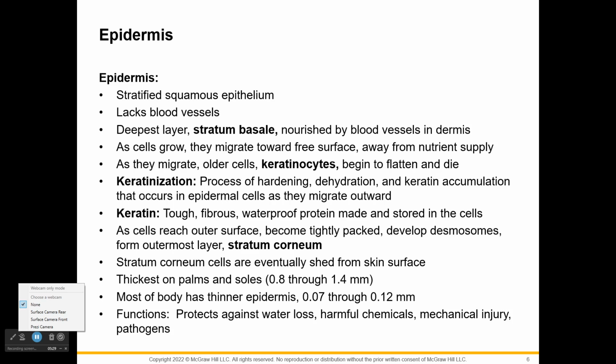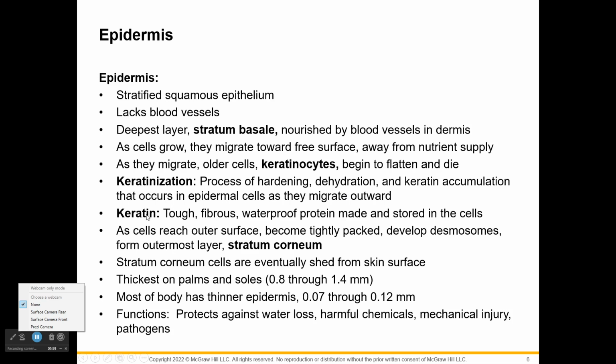So what's going to happen as they get older, they start to flatten out and die, and they call those keratinocytes. Now we know this word means cyte, cell, and keratino. Well, why are they called keratinocytes? Because they are filled with keratin through a process called keratinization. So keratinization is this process of dehydrating the cell and hardening it, and it fills with this stuff called keratin.